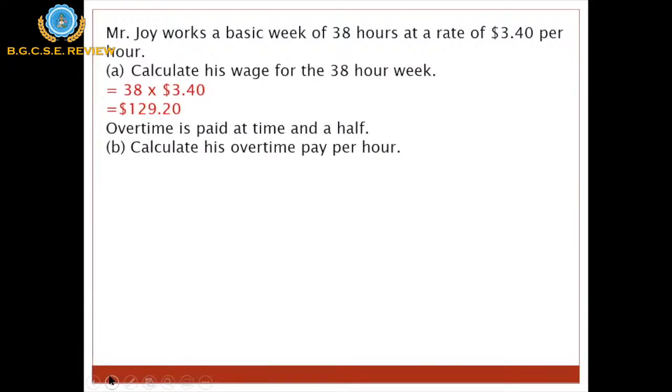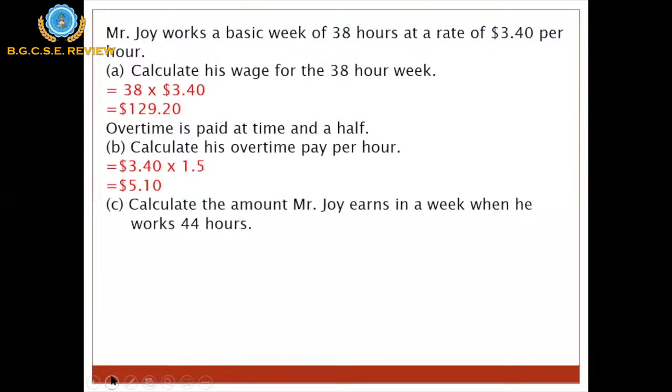Overtime is paid at time and a half. Calculate his overtime pay per hour. Well, they told me that his rate per hour for a regular hour is $3.40, but for overtime it's paid at time and a half, or 1.5. So I'm going to multiply the two together. 3.40 times 1.5 gives me $5.10 for overtime, which means every hour he works overtime, he's going to get paid $5.10 per hour.